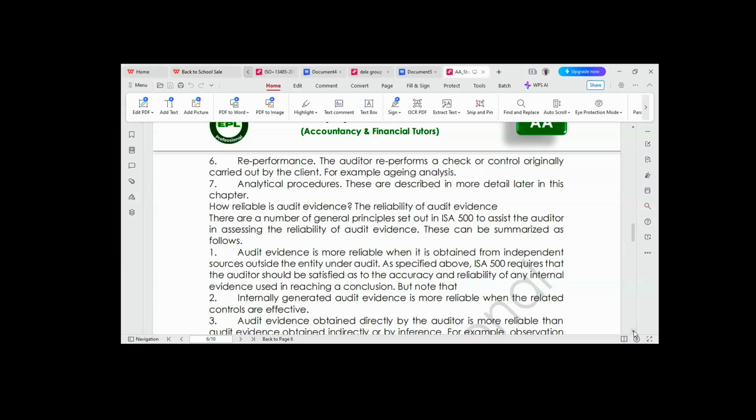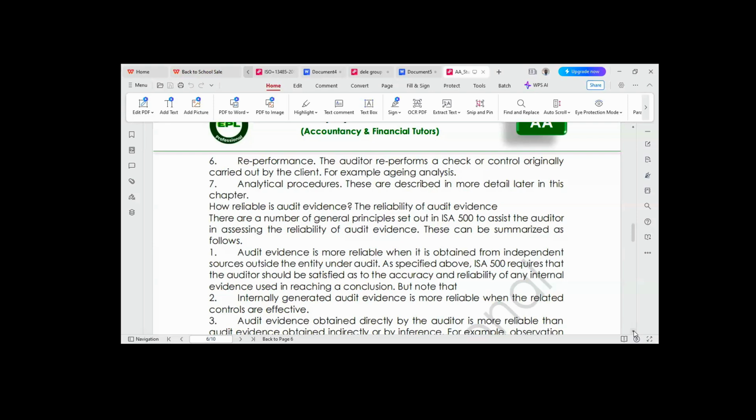Number two, externally generated audit evidence is more reliable when the related controls are effective. Remember, I talked about internal control over financial reporting. If internal control over financial reporting is weak, then all the financial reporting that has been prepared or generated would not be able to stand the test of time. Why? Because it will be considered as containing a risk of material misstatement, which will be very, very high.